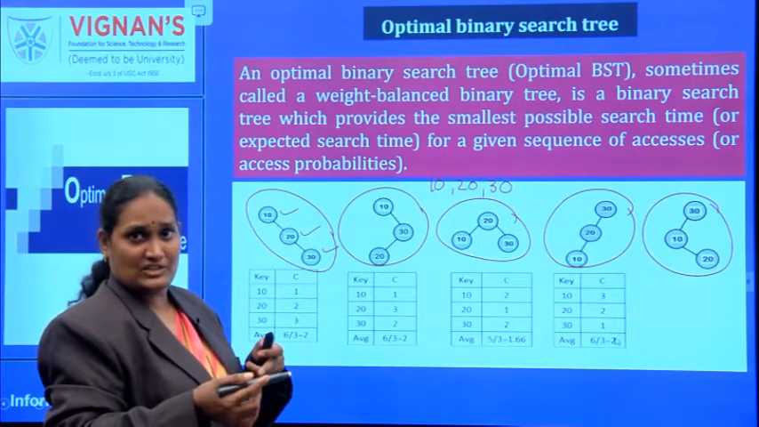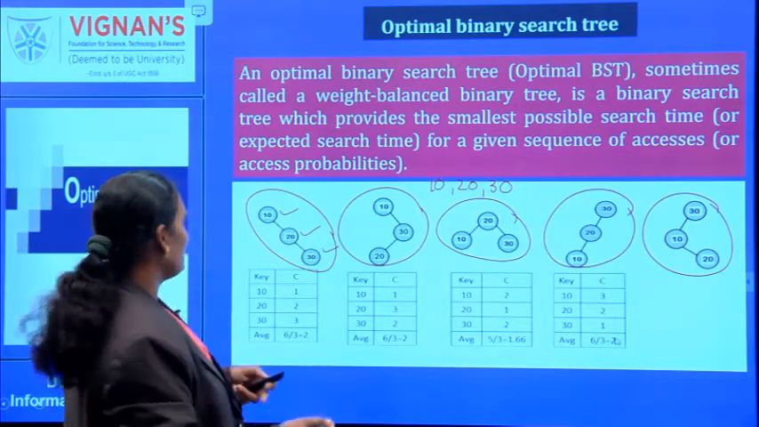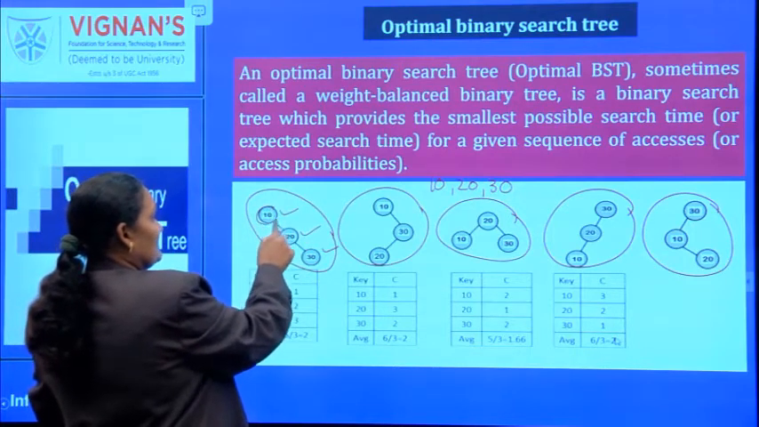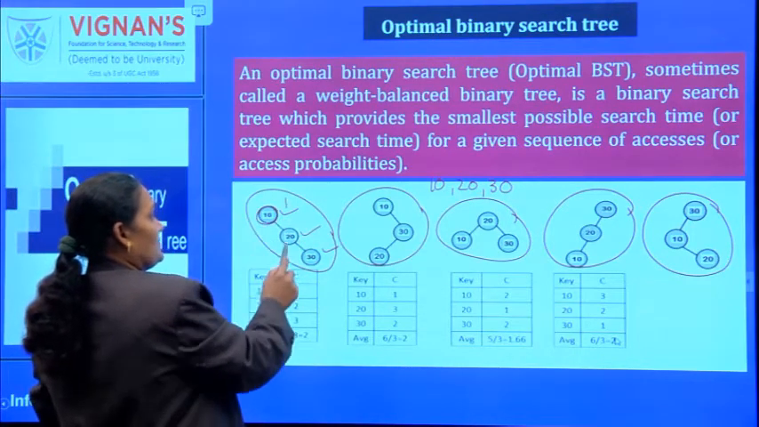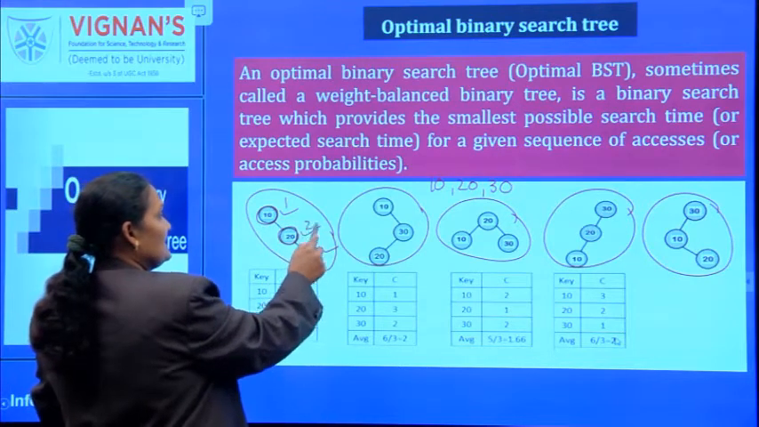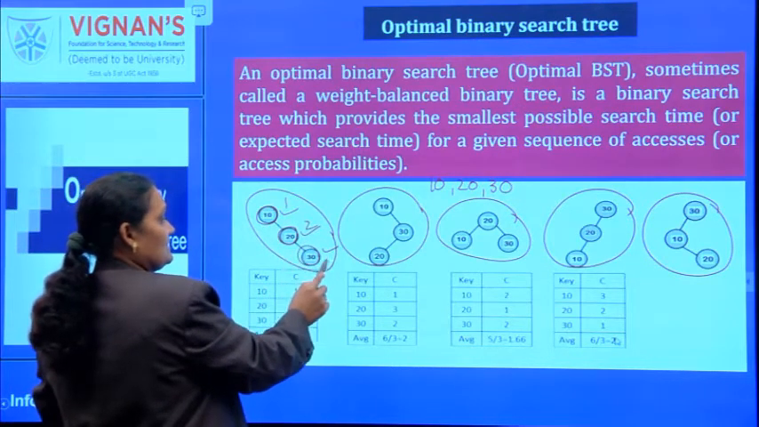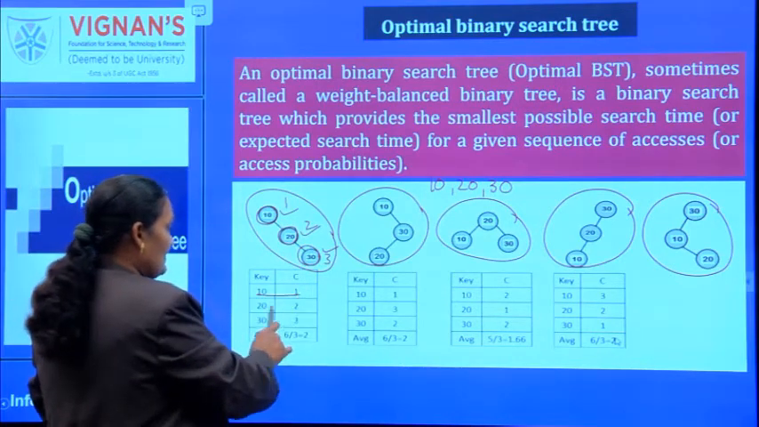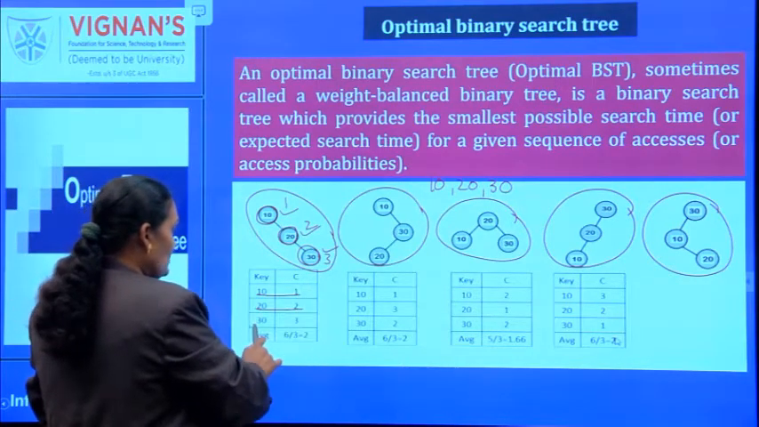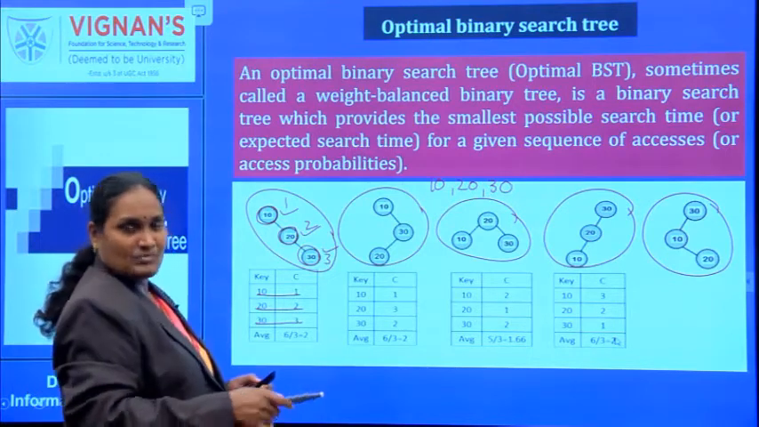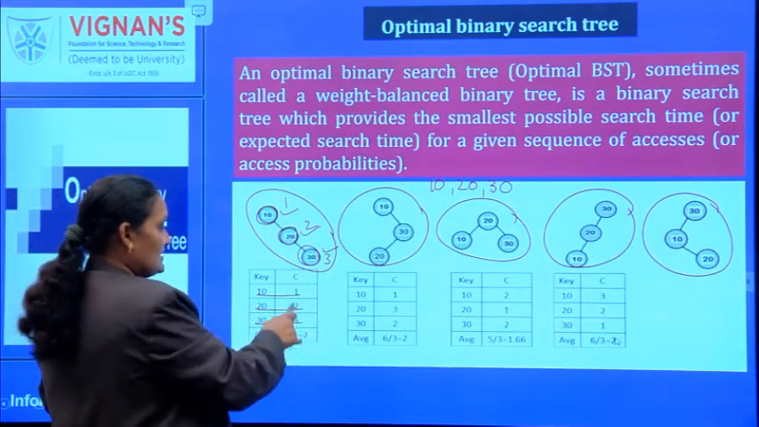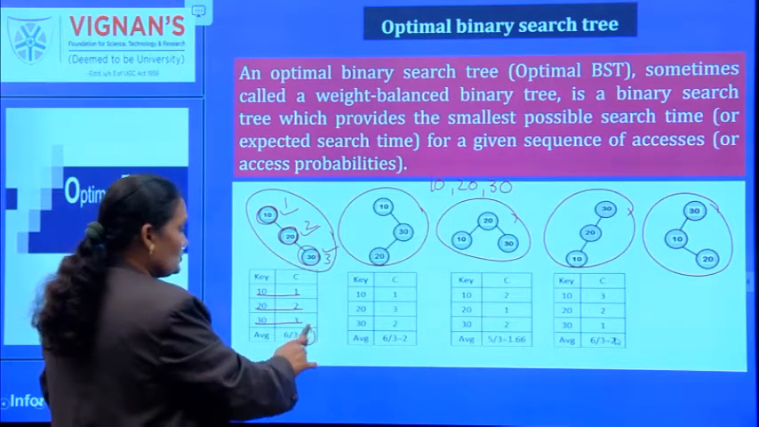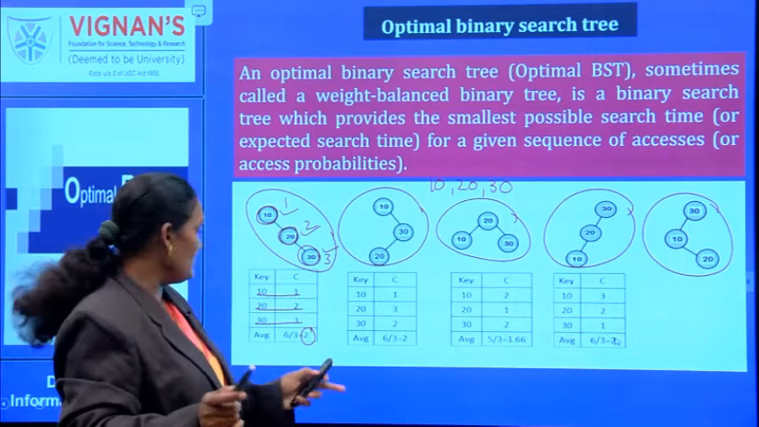How to find the search time manually? Let us see how to find the search time manually. Here the element 10 is present in level 1, the element 20 is present in level 2, and element 30 is present in level 3. Now we need to find the average value of these 3. 3 plus 2 plus 1 is nothing but 6. 6 by 3 is 2. The average search time is 2.